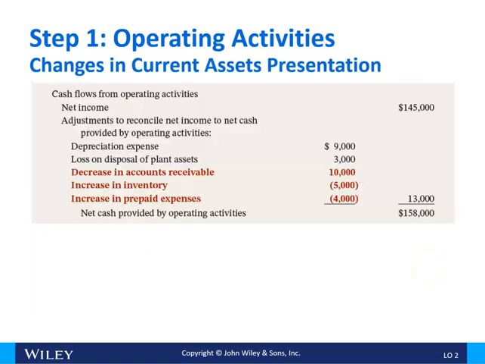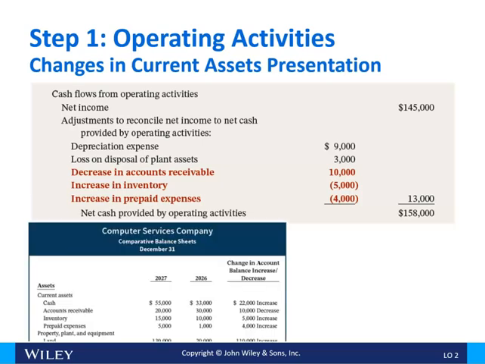So here's how it looks on the cash flow statement. Decrease in accounts receivable, we add back. Increase in inventory, we subtract. And increase in prepaid expenses, we subtract also. We got the information from the comparative balance sheets. So here's the decrease in accounts receivable, increase in inventory and prepaid expenses. So straight from here, we can put it onto the cash flow statement.